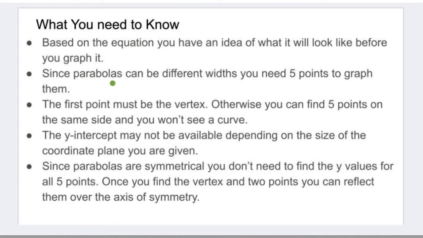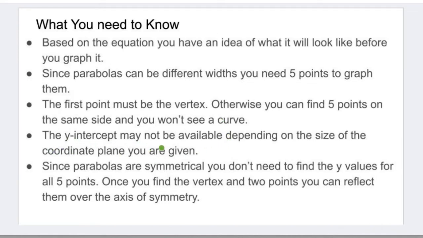Parabolas can be different widths, unlike lines where you only need 2 points because all lines look like the same line. You need 5 points to graph a parabola. The first point must be the vertex. Otherwise, if you find 5 points that are all on one side of the vertex, you're not going to see the curve. So we're going to find the middle, and find 2 points on either side.